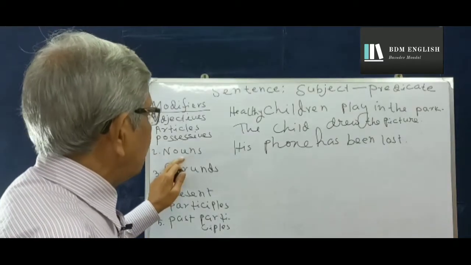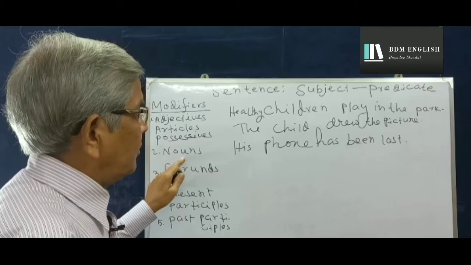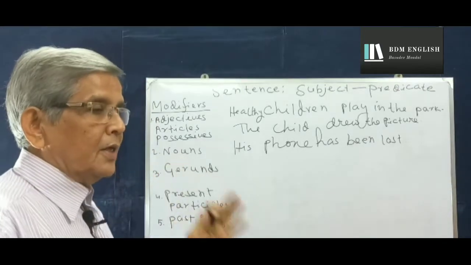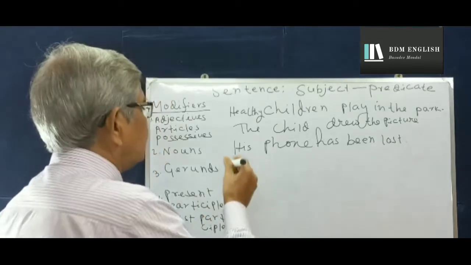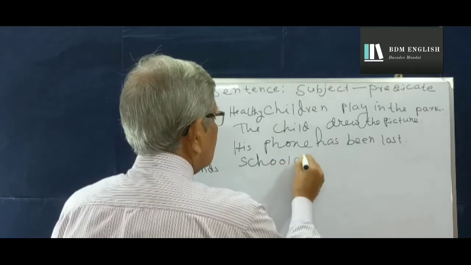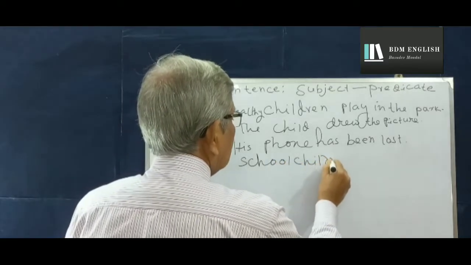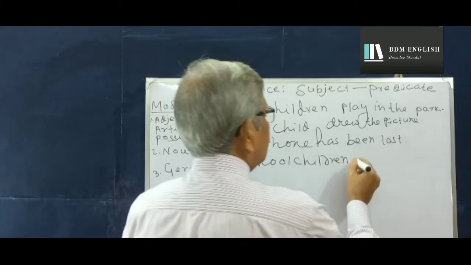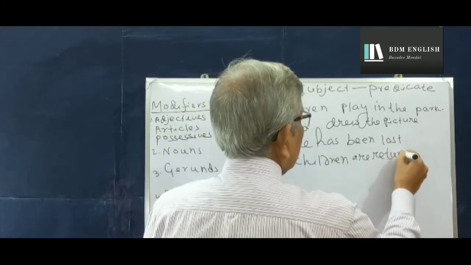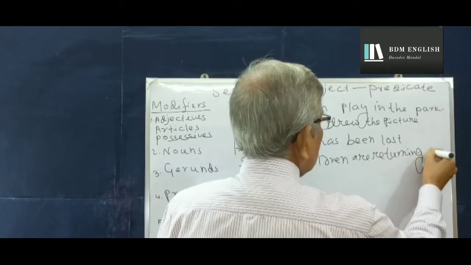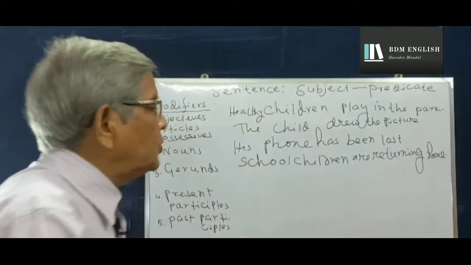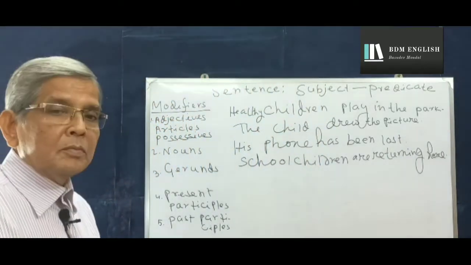The fourth position of a noun is that of a modifier. A noun can qualify another noun and thus restrict its meaning. School children are returning home.